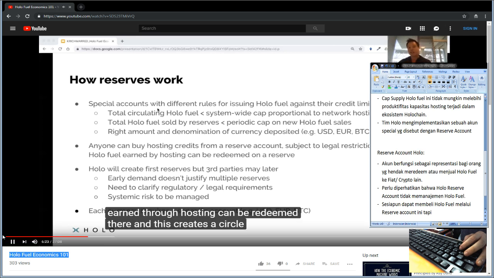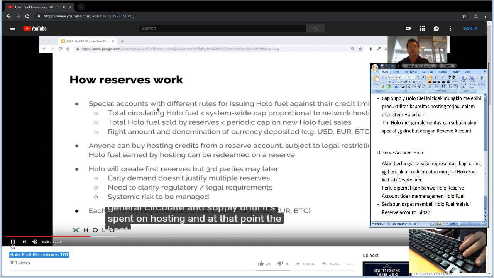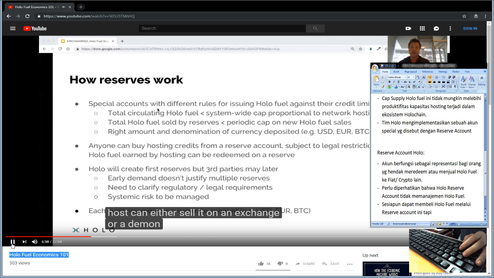And this creates a circular flow where new Holo Fuel is bought from a reserve and enters the general circulating supply until it's spent on hosting. And at that point, the host can either sell it on an exchange or redeem it, depending on which one has better pricing. If they sell it on an exchange, they still keep their receipt of hosting, so they can redeem a different unit of Holo Fuel at a reserve later. Now, the first reserves will be created by Holo, and this is done purely for practical reasons.